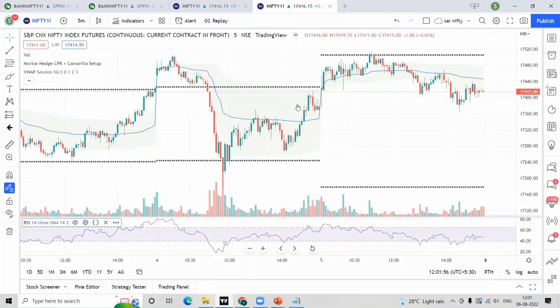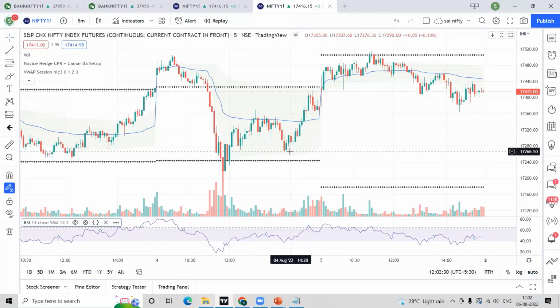Why did I choose previous day high and previous day low? Because from the previous day high only sellers have emerged, and from the previous day low only buyers have emerged. Why do I use VWAP? VWAP is created from the FIIs or domestic investors, so it acts as a Lakshman Rekha. If price is below VWAP, sellers are in control. You can see that whenever the price reaches VWAP, sellers arrive.